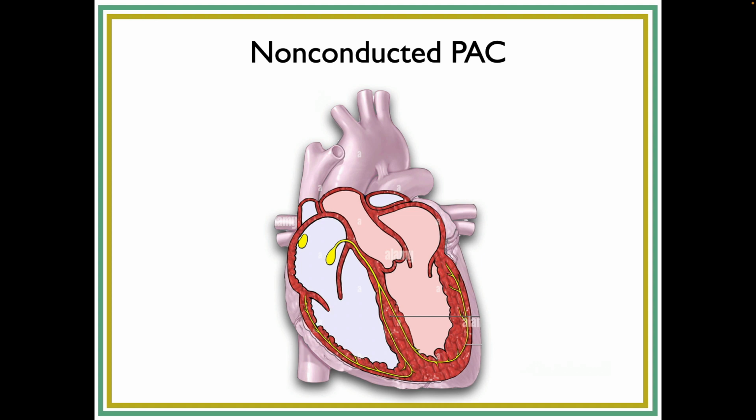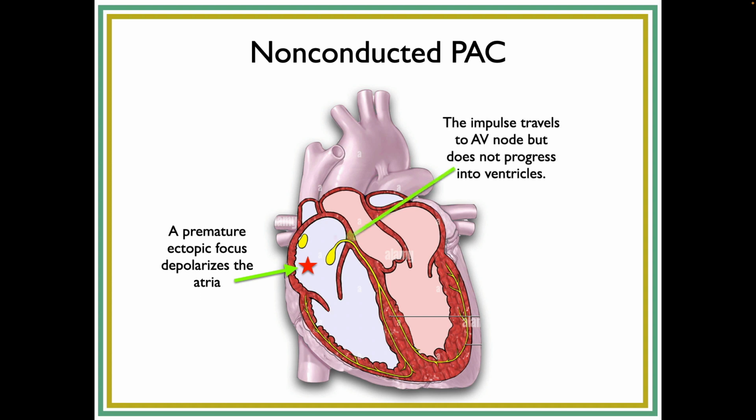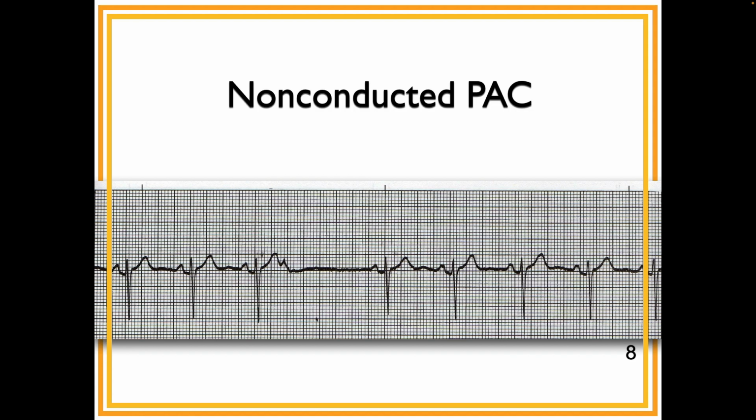So, for example, with a non-conductive PAC, here's our ectopic focus. It depolarizes the atria, but then the impulse travels to the AV node but does not progress to the ventricles. And so the ECG is going to show a premature P wave but no QRS. Okay, who's got the pointer? Riley, where is the non-conductive, the little early orphan P wave? There, yeah, there it is, off the back of the T wave.